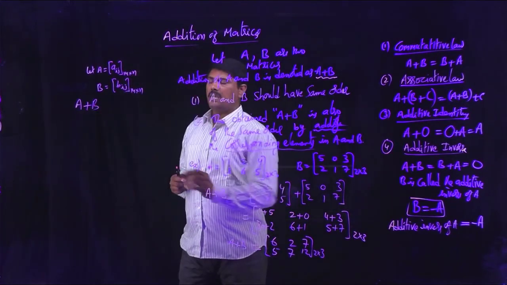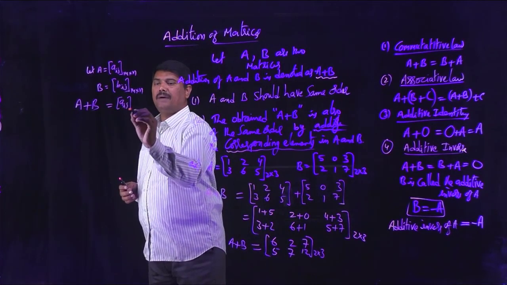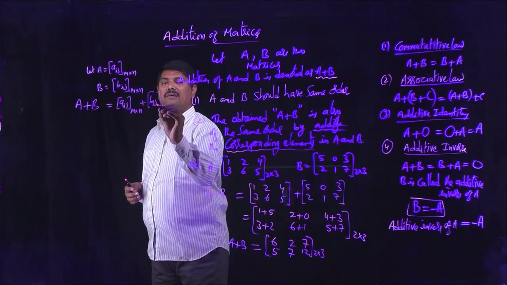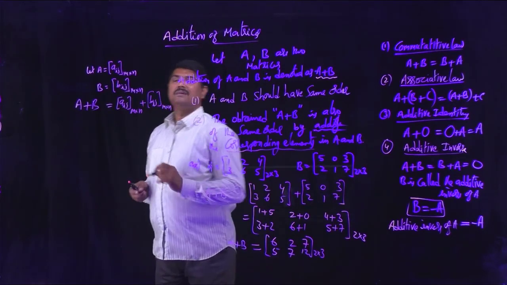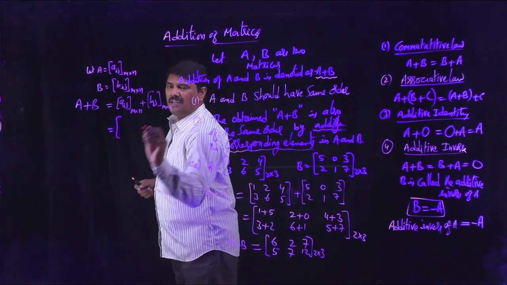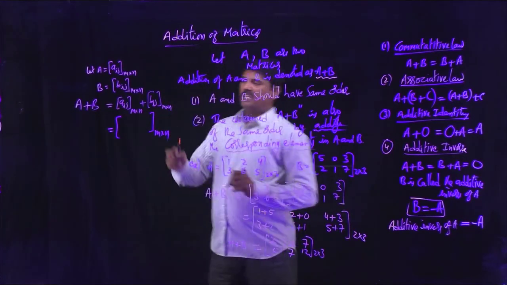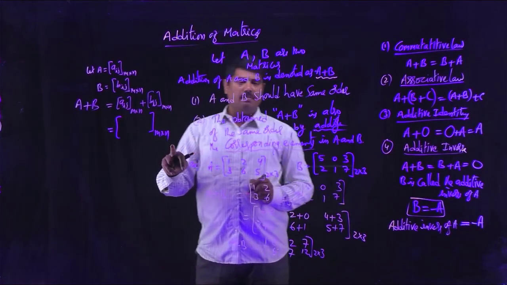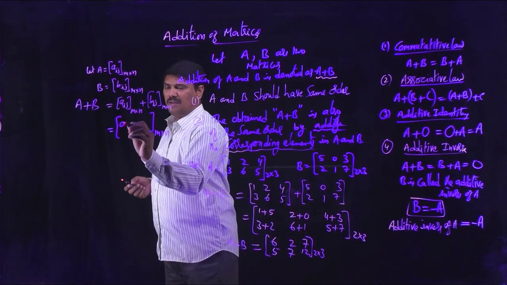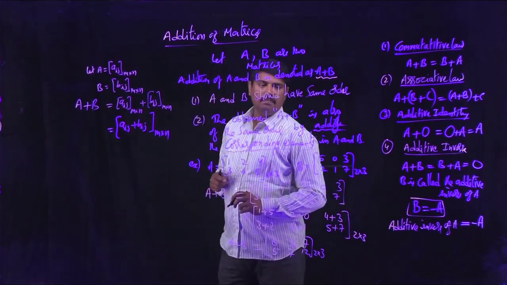What is the matrix A plus B? We are discussing that. That is Aij m by n plus Bij m by n. So we already discussed that the resultant matrix also has the same order, so A plus B is also of order m by n. Now how do the elements occur here? By adding the corresponding elements, that is Aij plus Bij.